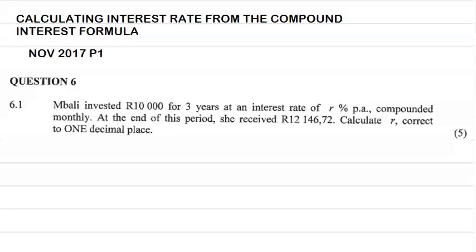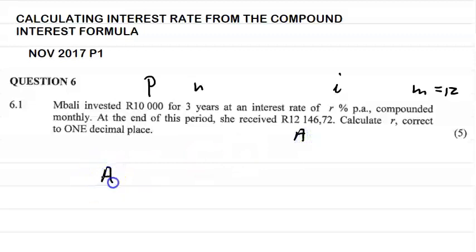So in this particular question, it says she invested, so that's my P value, 10,000 Rand for 3 years. So that's n is equal to 3. Interest rate, i is R%. Compounded monthly, the number of compounding periods, m is equal to 12. At the end of this period, she received 12,146.72 Rand. So that's my final amount.